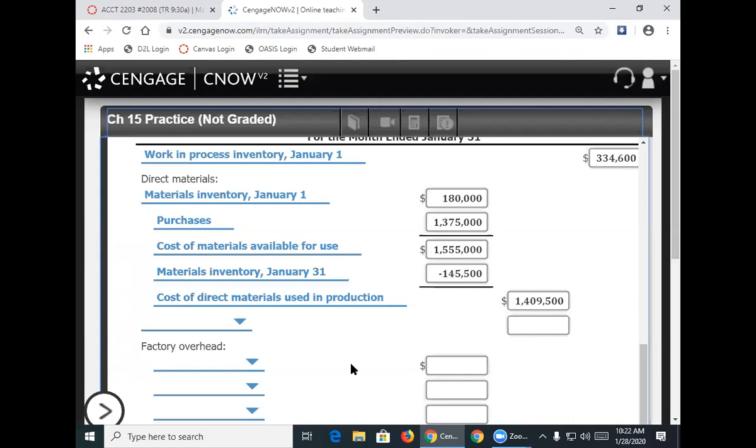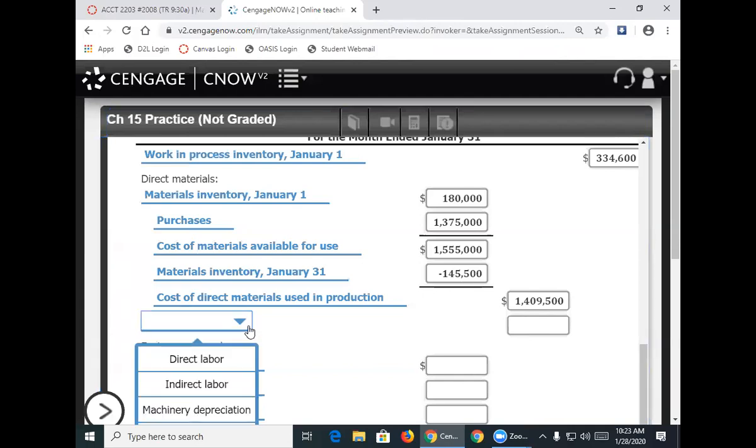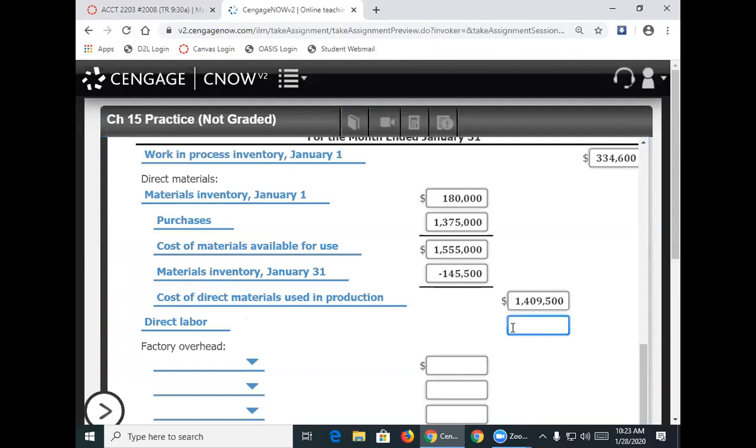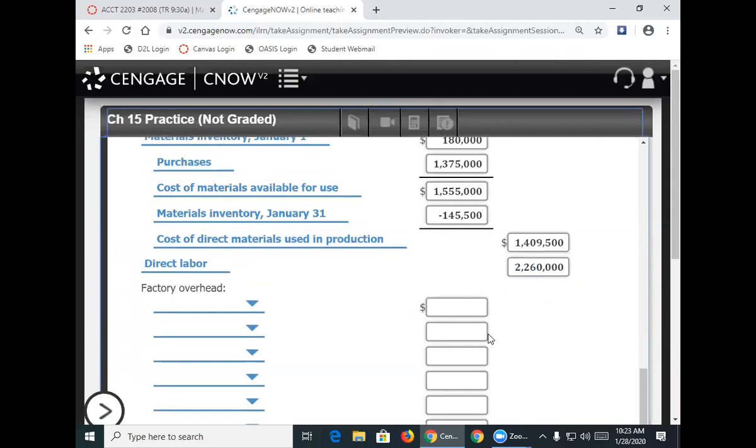Well, on this step, what we're doing is we're trying to calculate our production costs. So right here, we calculated this one. We're going to work towards calculating production costs, okay? So we have our materials. What's our second production cost? Direct labor. Very good. So we're going to put our direct labor in. Again, they're nice enough to just give it to us. 2,260,000.